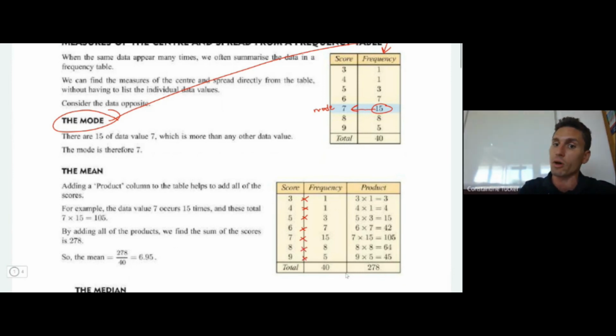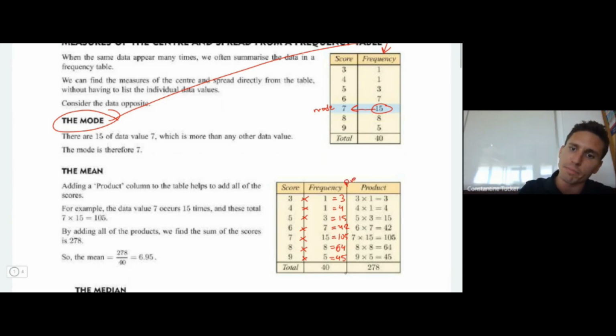So 3 times 1 is 3. 4 times 1 is 4. 5 times 3 is 15. 6 times 7 is 42. 7 times 15 is 105. Then 8 times 8 is 64. And finally 9 times 5 is 45. Excellent. Now these are the products.